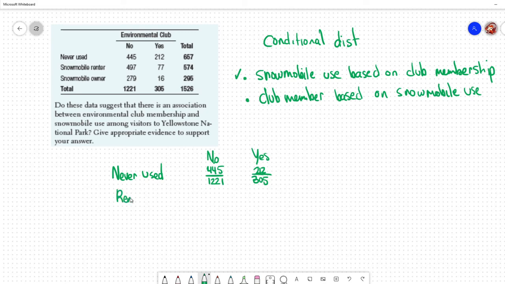Then I'm going to say, here we have the renter. So renter was 497 out of 1221. And then we got 77 out of the 305. And then finally, owner. We have 279 out of 1221. And then finally 16 out of the 305. So in red, I'm going to write the actual percentages next to these. So bear with me here. I'm going to pause for a second as I do these numbers.